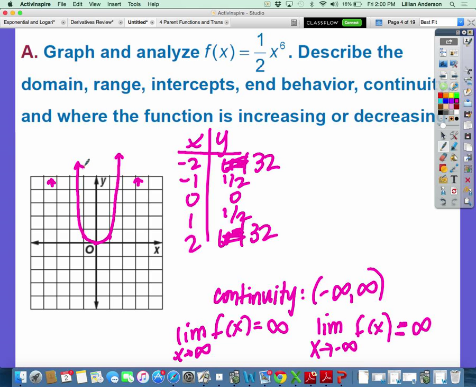Looking at this graph, what's your domain? What's your domain, Sarah? Very good, negative infinity to infinity. What is your range, Gabby? 0. Is 0 included? What are my intercepts, Caleb? 0, 0.